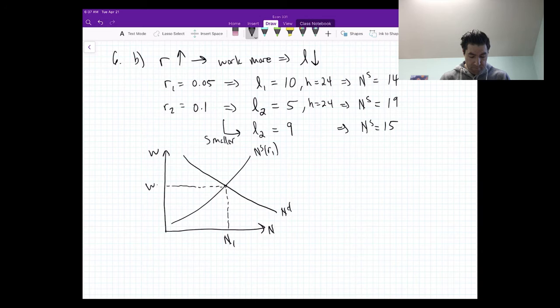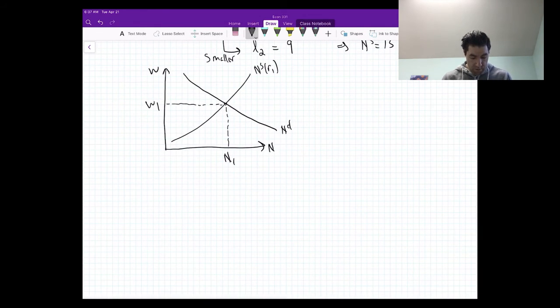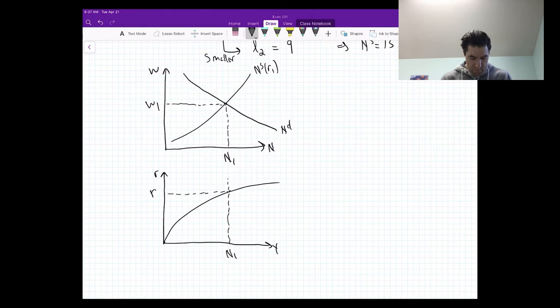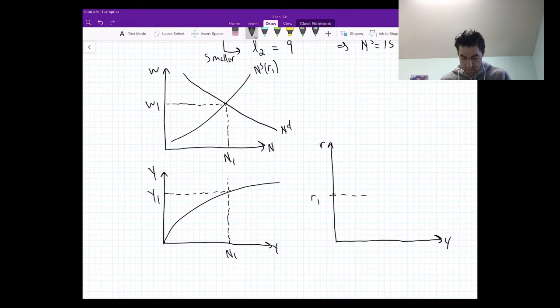So we go back to how we derived output supply, which was to use our labor market and our production function. Sorry, it's not R there. This is Y. And that gives me a point, R1 and Y1. And so if we have a big intertemporal substitution of leisure effect, we get a big shift in labor supply. That causes a big increase in N and a big increase in Y.